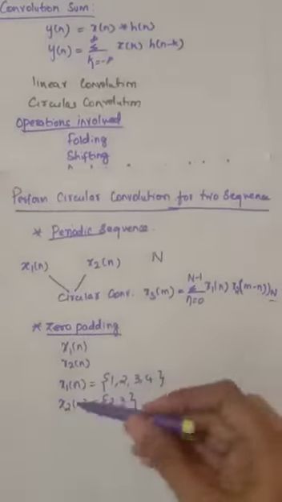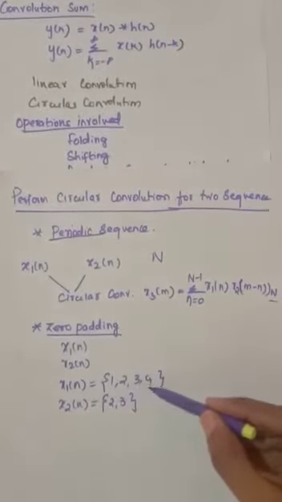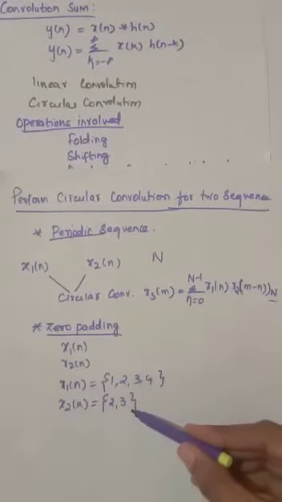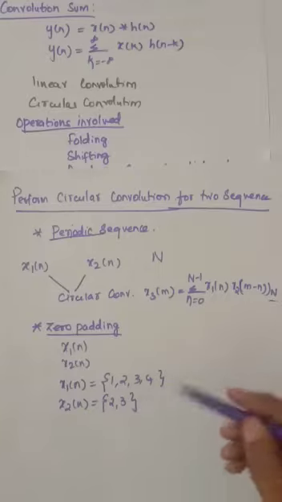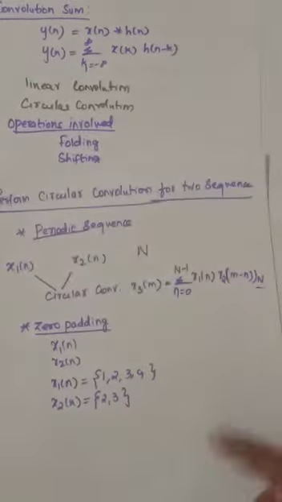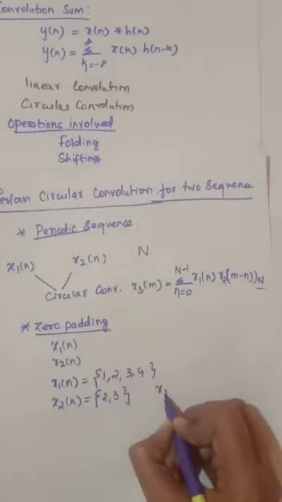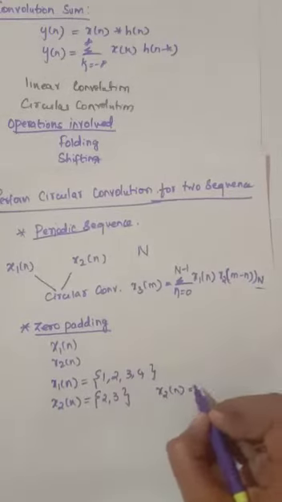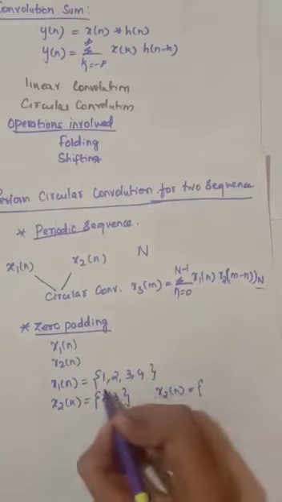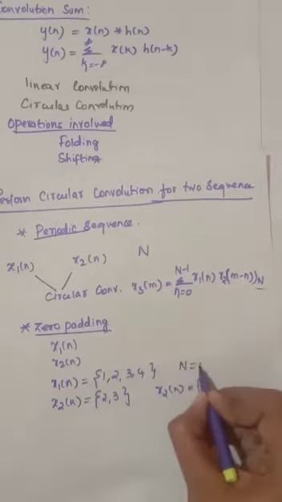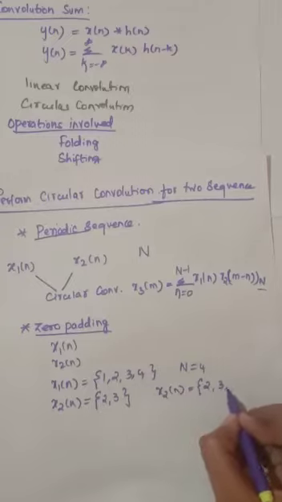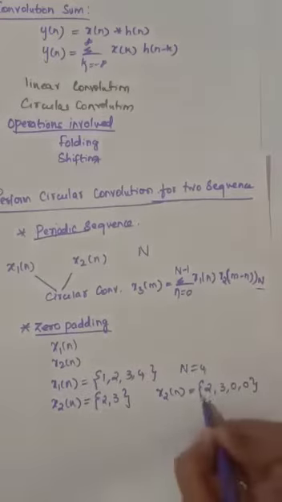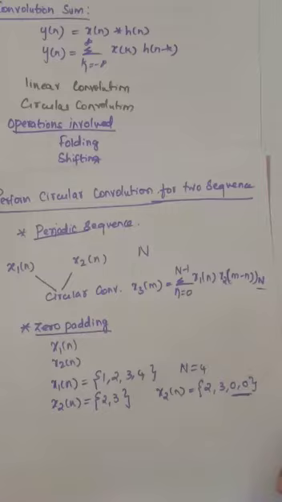Consider the input x1 of n is equal to 1, 2, 3, 4 and x2 of n is equal to 2, 3. Here the sequence x2 of n is shorter than x1 of n. In order to perform circular convolution, we need to append zeros at the end to make the two sequences equal. Here the length of x1 of n is 4, so we also need to make x2 of n length 4: 2, 3, 0, 0. So we have appended zeros at the end, and this concept is known as zero padding.